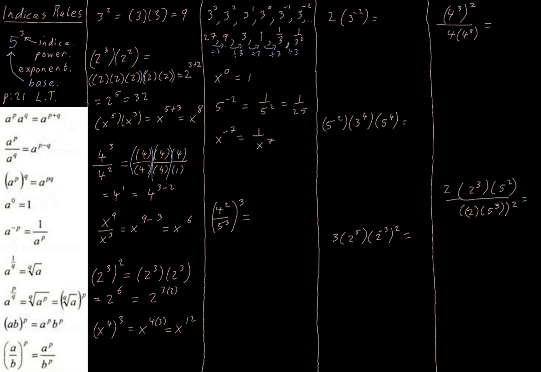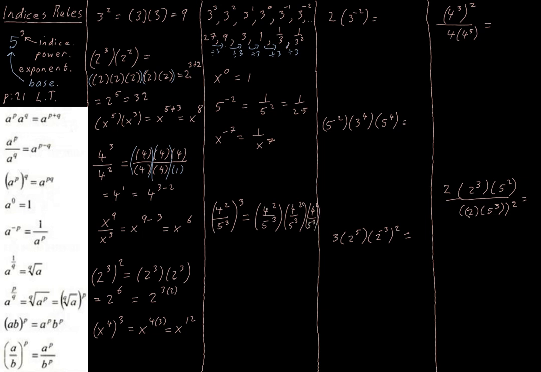Now continuing into some examples, we have 4 to the power of 2 divided by 5 to the power of 3, all cubed to the power of 3. Well, that means I have 3 of these multiplied together. And I know what that's going to do. I'm effectively going to multiply these powers by 3. But we can see why that is by writing it out the long way.